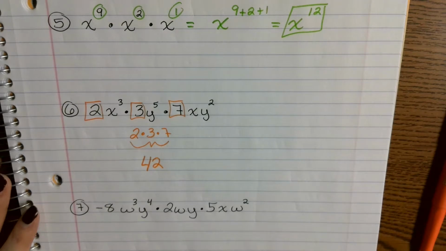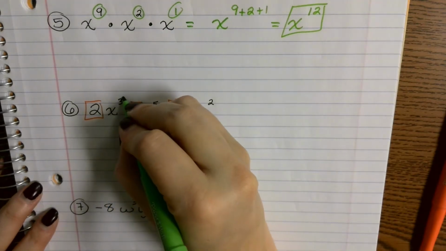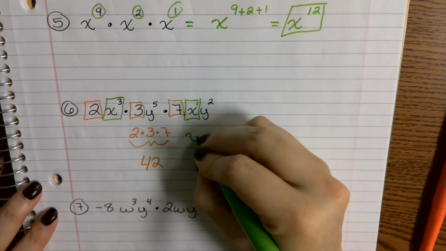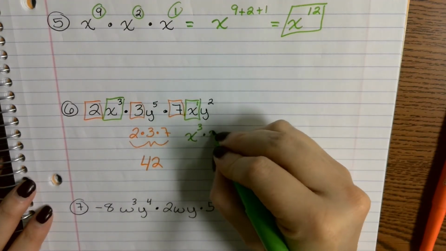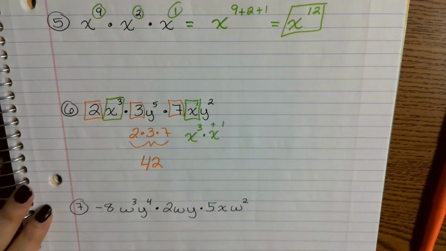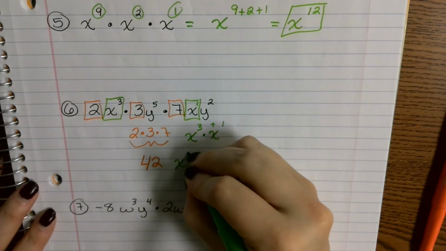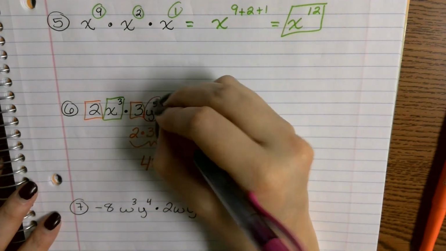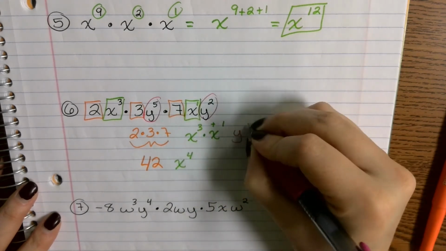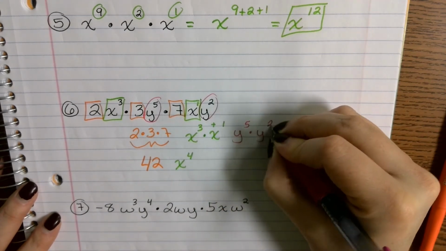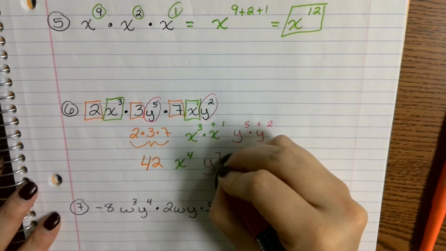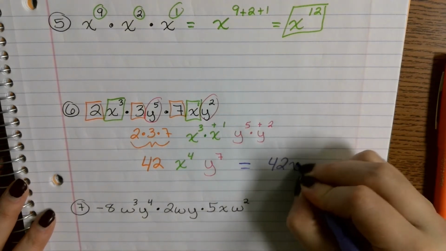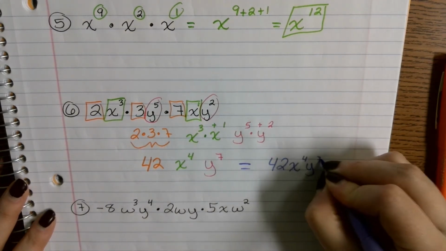Then you've got your x's. So we've got x to the 3rd and we've got x to the 1st. So x to the 3rd times x to the 1st, we're just going to be adding those exponents together. That gives you x to the 4th. And then you've got your y's, y to the 5th and y to the 2nd. So y to the 5th times y to the 2nd means you're going to add those, gives you y to the 7th power. So there's your final answer, 42 x to the 4th, y to the 7th.